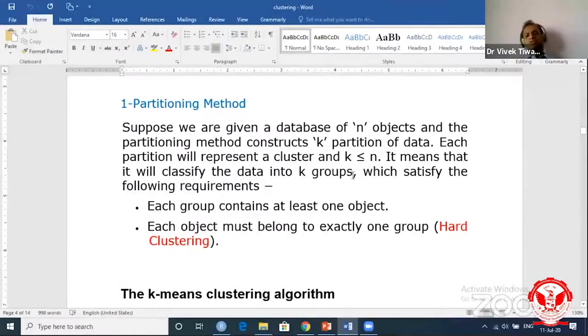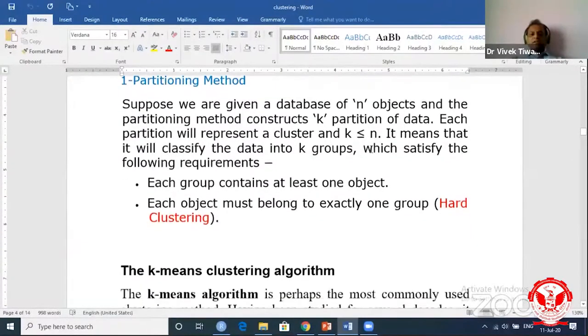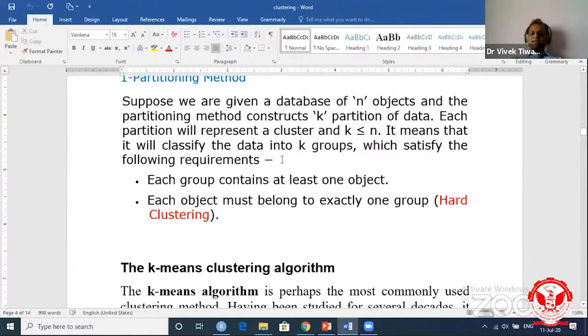If you go with soft clustering, the number of clusters may be bigger than the number of data points. Means if you have 5 data points, you may create 10 clusters if you are applying soft clustering. But again, I am not discussing in much detail what soft clustering and hard clustering are. I am declaring over here that whatever I am going to discuss is with respect to hard clustering. So it will classify the data into K groups, means K clusters, which satisfy the following requirements. Now I'm going to have a little more detailed discussion about the clustering process.